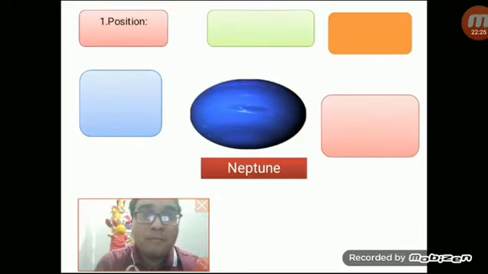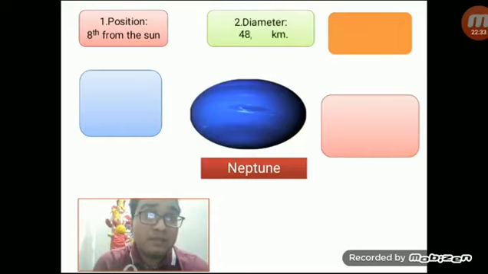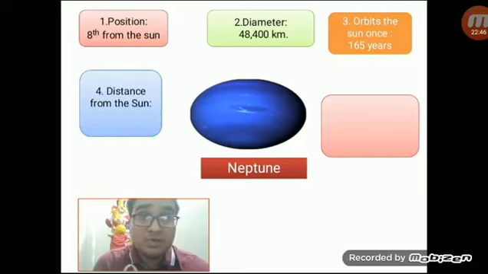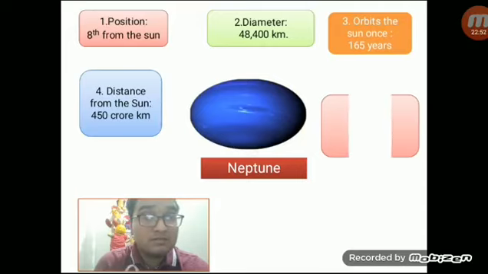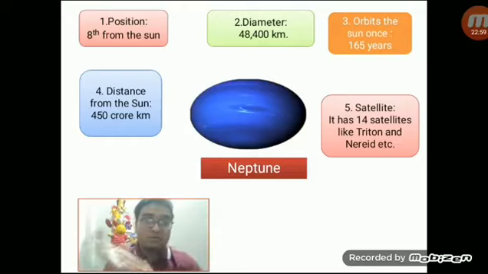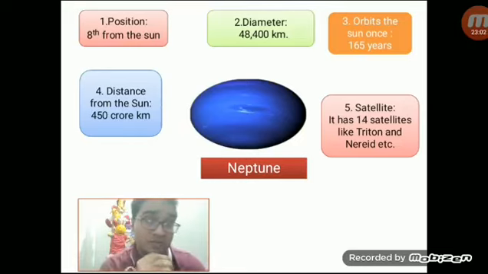First of all, position. So it is the eighth closest planet from the sun. Then diameter is 48,400 kilometer. Then to orbit the sun once, it needs 165 years. Then distance from the sun, it is situated 450 crore kilometer away from the sun. Then satellite. Okay, it has 14 satellites like Triton, Nereid, etc. So that's all about the 8 planets of the solar system.